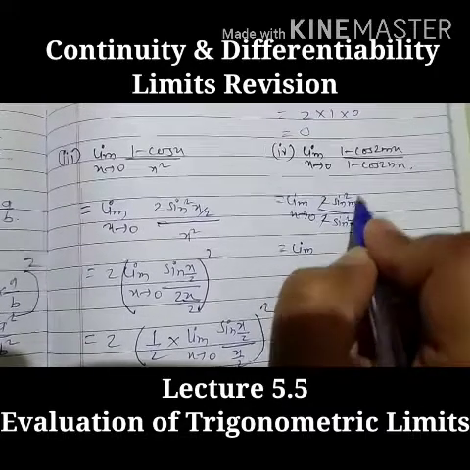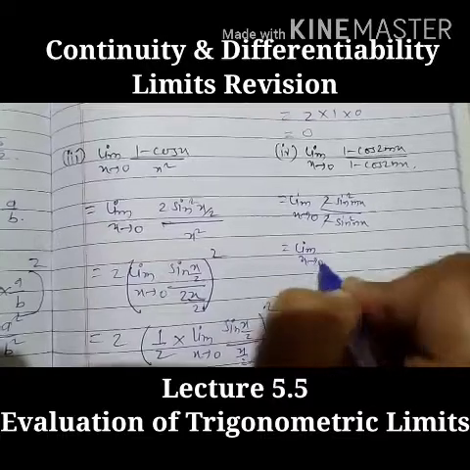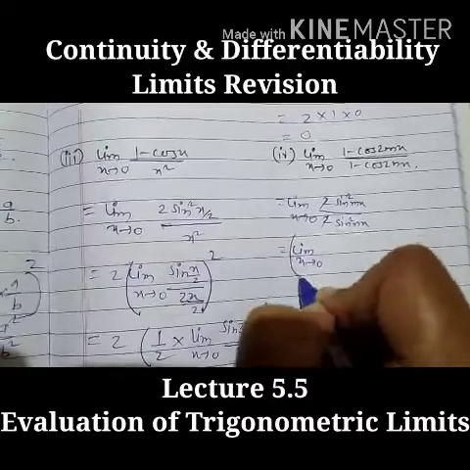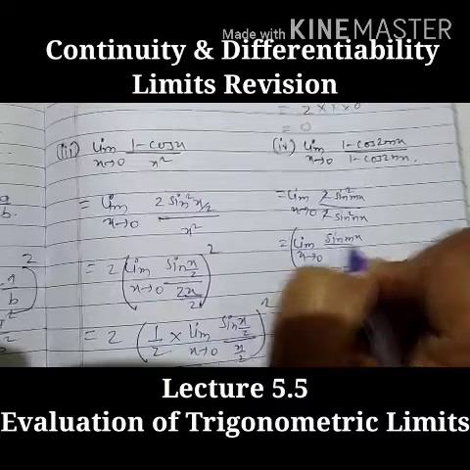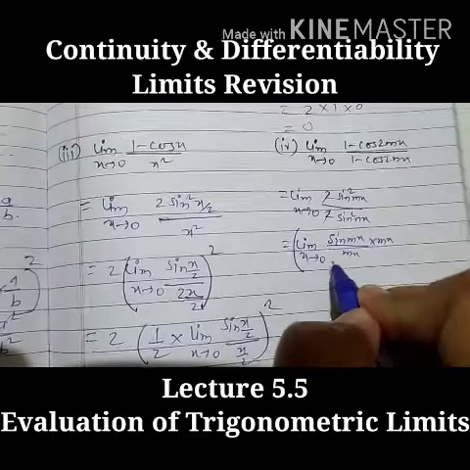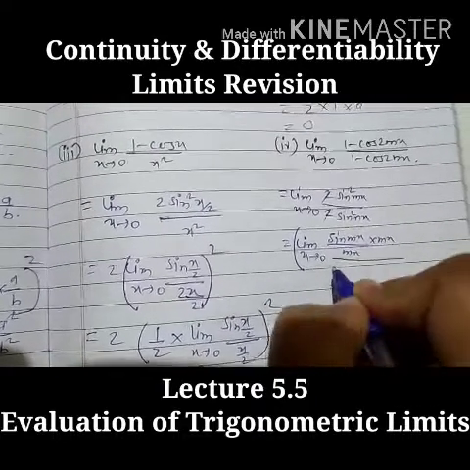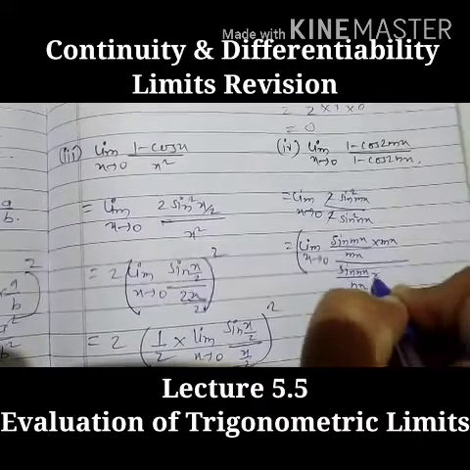Now we'll do this process in the square bracket. So it will be limit as x tends to 0. You can take the limit also inside. It will be sine mx upon mx into mx. Now it is balanced. Whole thing divided by sine nx upon nx into nx.